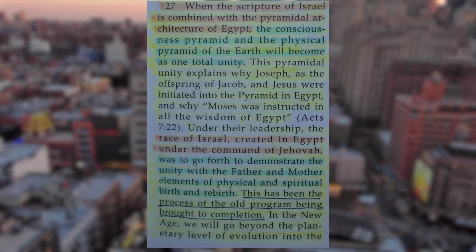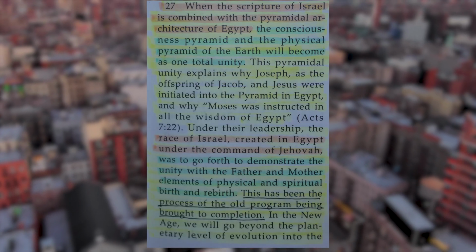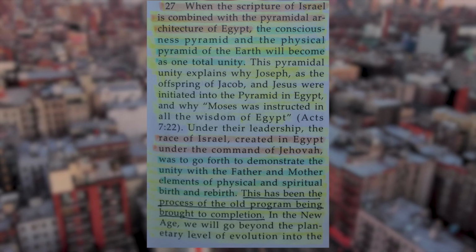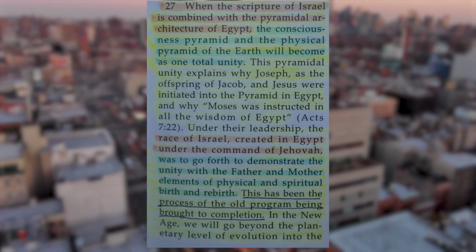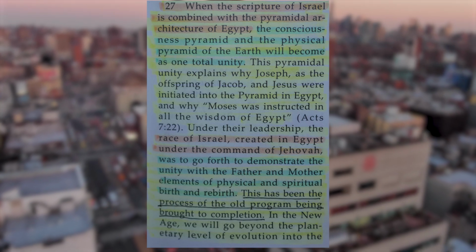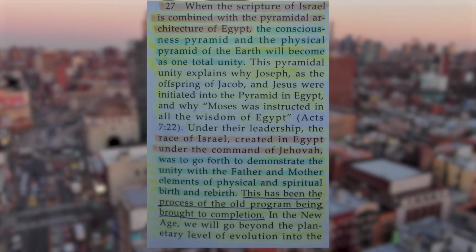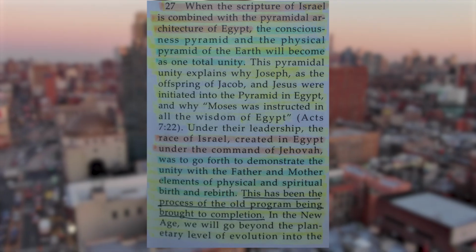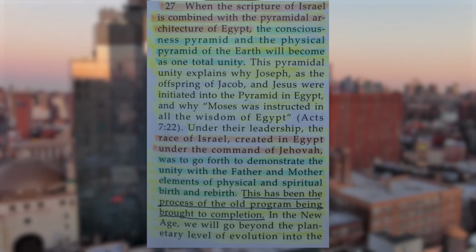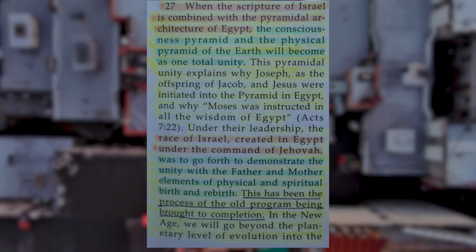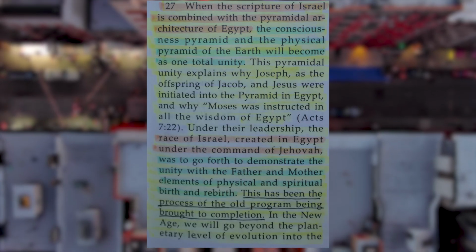This pyramidal unity explains why Joseph, as the offspring of Jacob, and Joel were initiated into the pyramid of Egypt, and why Moses was instructed in all the wisdom of Egypt. Under their leadership, the race of Israel, created in Egypt under the command of Jehovah, was to go forth to demonstrate the unity with the father and mother elements of physical and spiritual birth and rebirth. This has been the process of the old program being brought to completion.